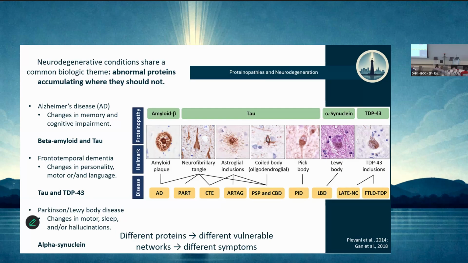And then for Parkinson's and Lewy body disease, these are what we call alpha-synucleinopathies. You will see things called Lewy bodies, which are collections of misfolded alpha-synuclein. Those can cause, again, some problems with movement, especially sleep issues, and also hallucinations.